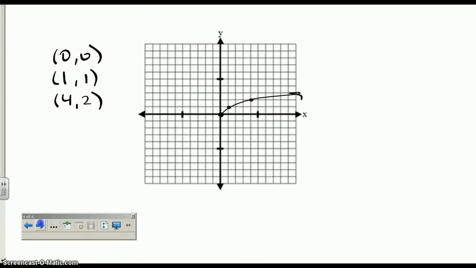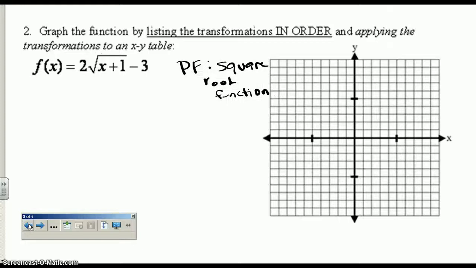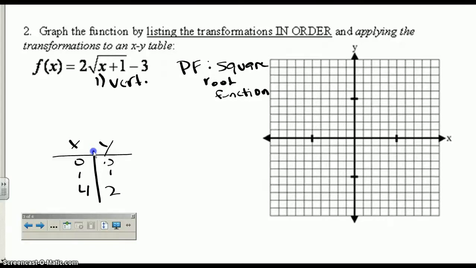So now I'm going to use those 3 points in my xy table. Okay, so now I have my parent function. I have a few points here. Let's put those in our xy table. I had 0, 0, 1, 1, and 4, comma 2. And now I'm going to list the transformations in order. Okay, there's a 2 on the outside, which means it's a vertical stretch. And you'll see what that looks like.